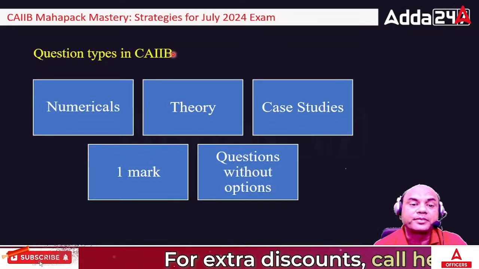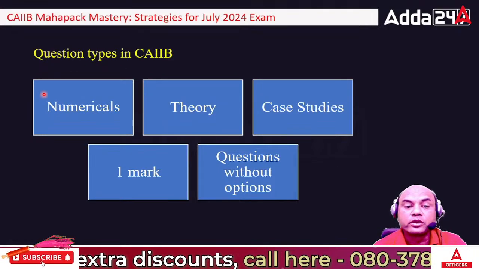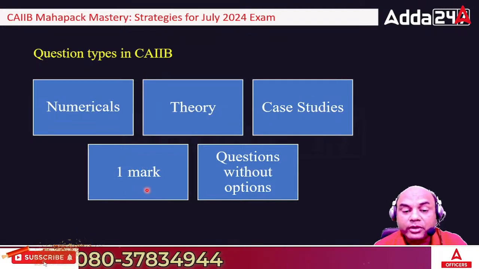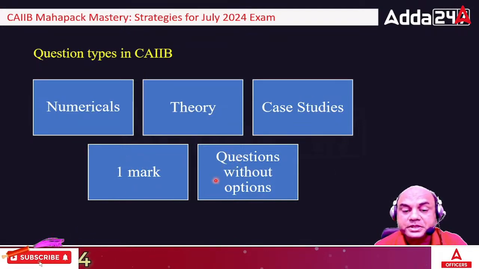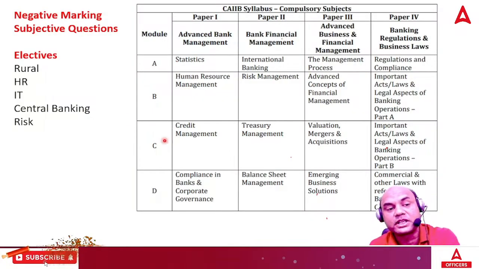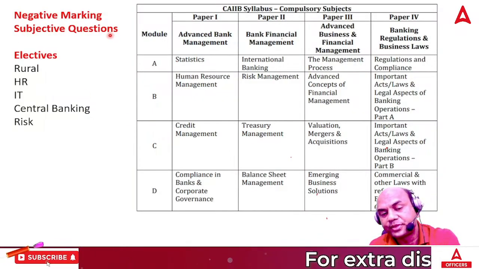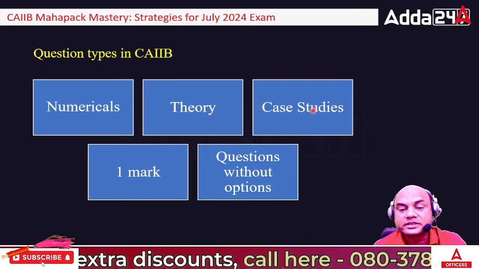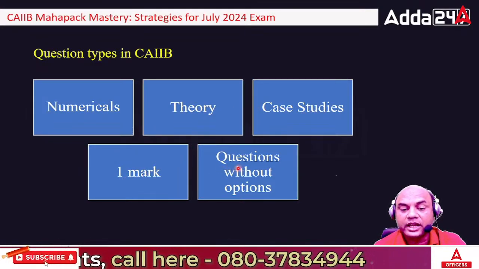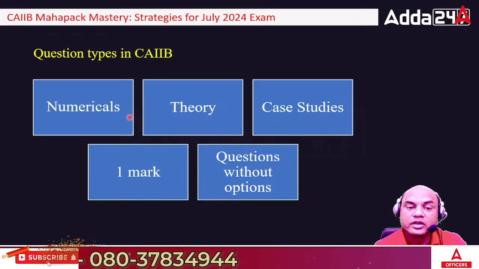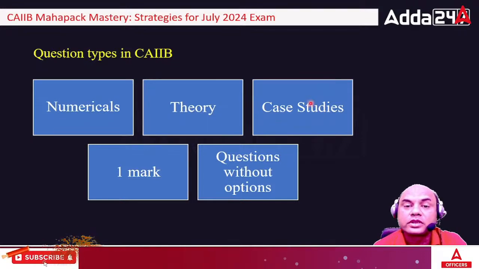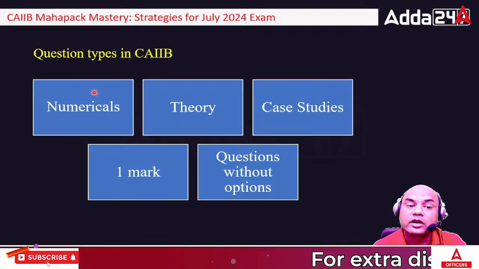What are the question types in CAIIB? Firstly, numericals, then theory, case studies, 1 mark questions and questions without options. Without options means the same ones I told you about, subjective questions. So numericals, theory, case studies, 1 mark questions and questions without options. Some of the case studies are related to theory and some of the case studies are related to numericals.